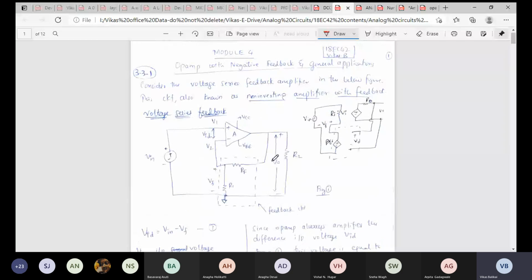See, the moment he says non-inverting amplifier or inverting amplifier, you should have the respective figures in your mind. So basically you should remember the figures and the equations properly.